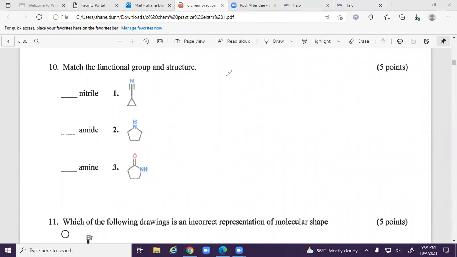Okay. Hey, look, more identification of functional groups. Do you guys think this will be on your exam? Hint, hint, wink, wink. Well, then you're going to lose about 5 to 10 points if you don't know it. So do it. Okay.